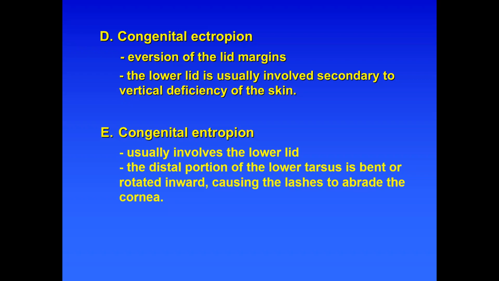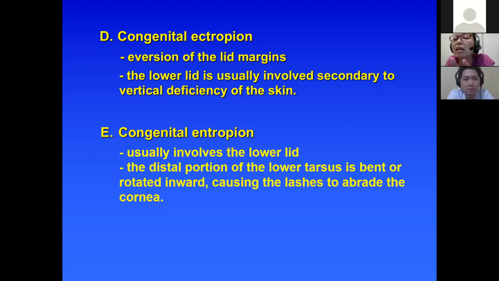So you divide your lid layer into lamella. So shortening of the anterior lamella will cause ectropion. Shortening of the posterior lamella will cause entropion.